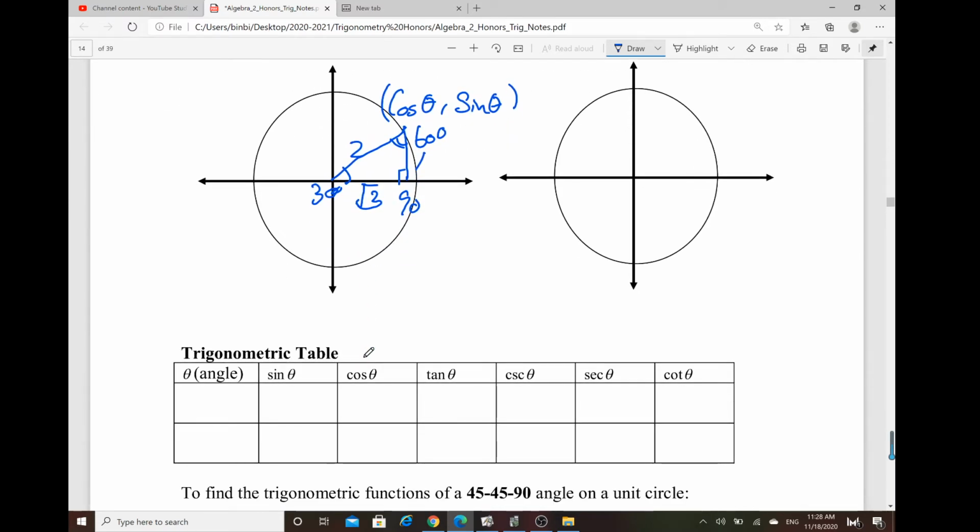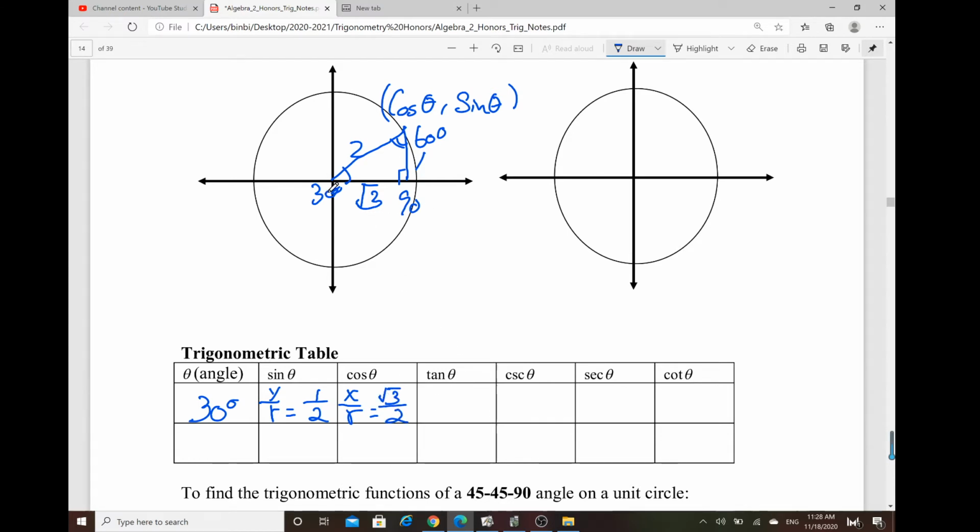So for the table, let's say that the angle is 30 degrees. So sine of 30 degrees, which is opposite over hypotenuse, or we can say y over r, which is 1/2. And then cosine of 30, which is considered x over r, that'd be root 3 over 2.